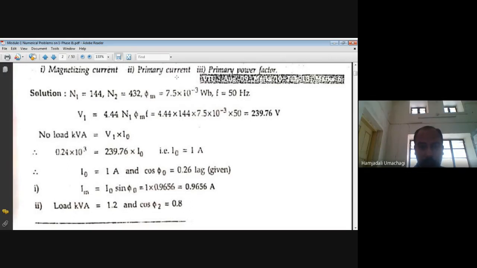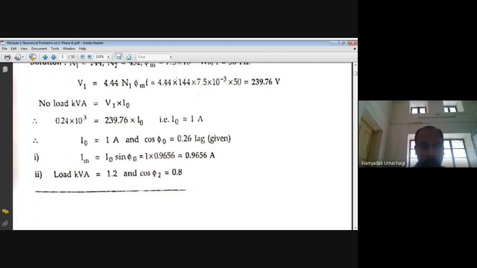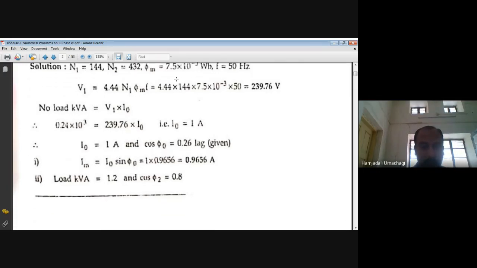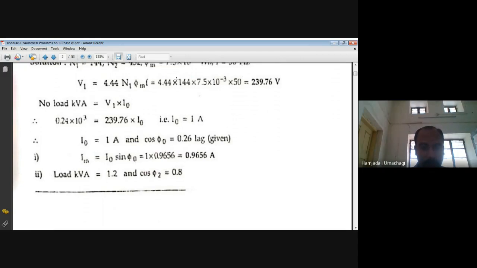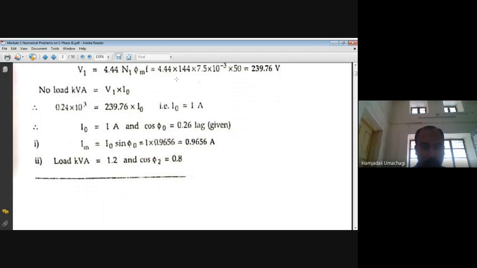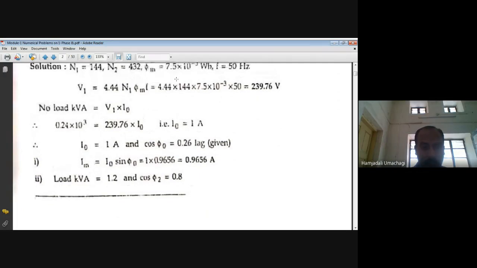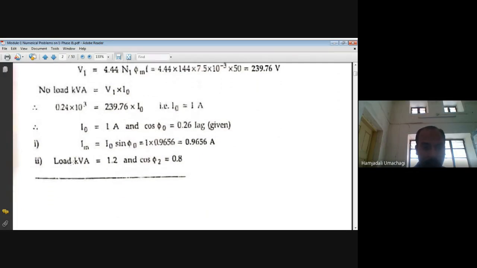Now the next parameter is we need to calculate the primary current I1. To calculate that, we need to calculate some of the things here. So let us calculate the required things for primary current I1. Load kVA is given in the problem statement as 1.2 kVA and load power factor is 0.8 lagging. So these are the given parameters for us.